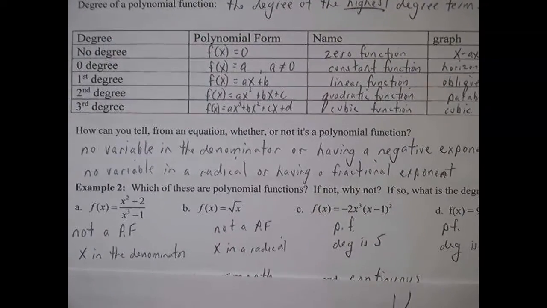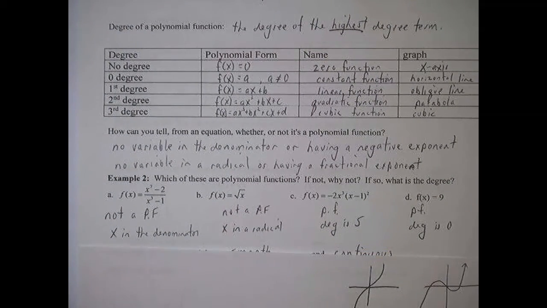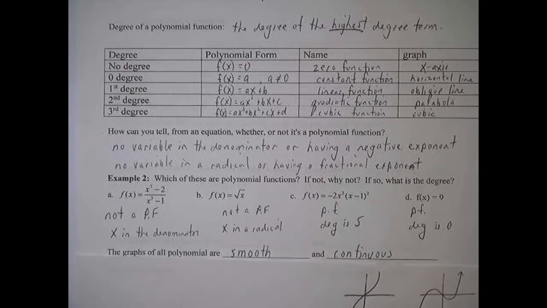Now, all polynomial functions are smooth and continuous curves. There are no asymptotes, there are no holes. Unlike radicals, which we know end somewhere, that doesn't happen with polynomial functions. They never end. They have unrestricted domains. So we say they're smooth and continuous.